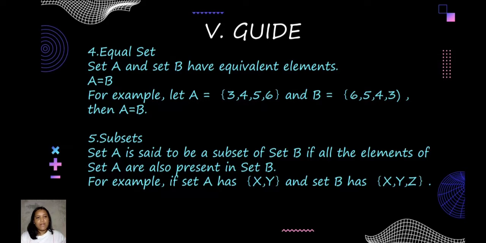For example, if set A has {x, y} and set B has {x, y, z}, then set A is a subset of B because elements of set A are also present in set B.